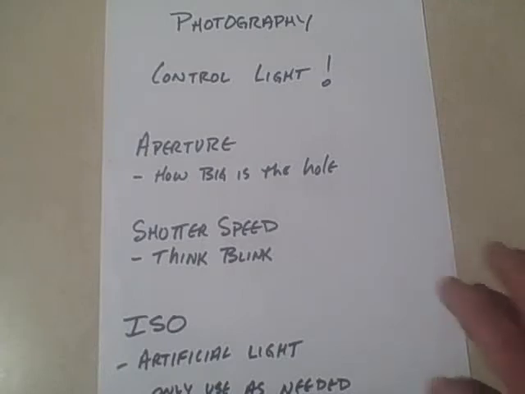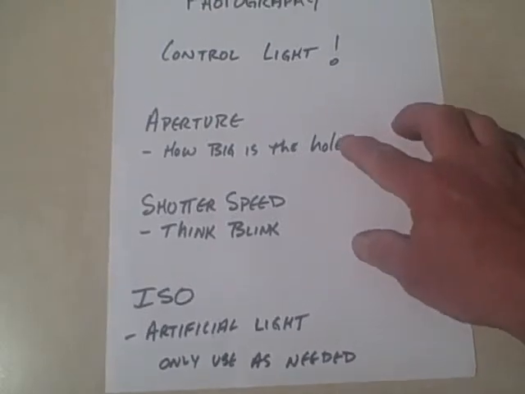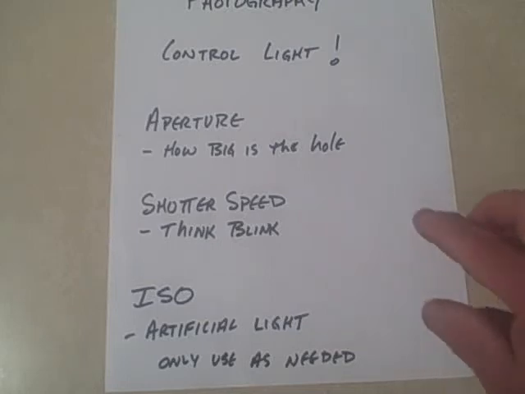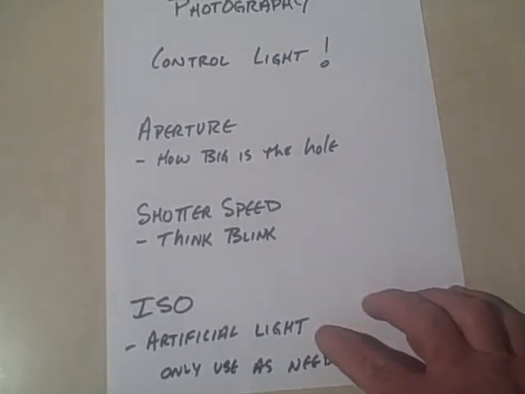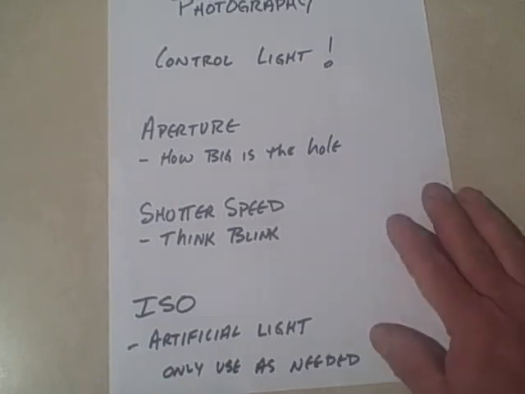The third term you need to know about is ISO. And just think of it as artificial light. If it's really dark, you can't see, you have your aperture wide open just like your eyes, you have your shutter speed really long, and you still can't see, or things are blurry, and we'll cover that later, then you can use your ISO. And it's basically a computer generated light. So that's the three things to get you started.